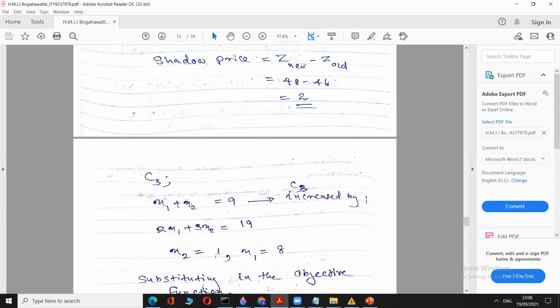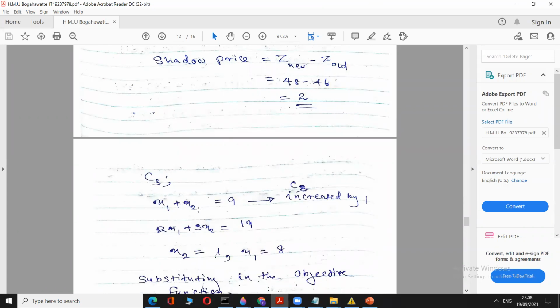You can do it not only by increasing, you can do the same thing by decreasing as well. The answer won't change. That's the way I have done it in the presentation. We can go that way also. x1 plus x2 equals 9, 2x1 plus 3x2 equals 19.